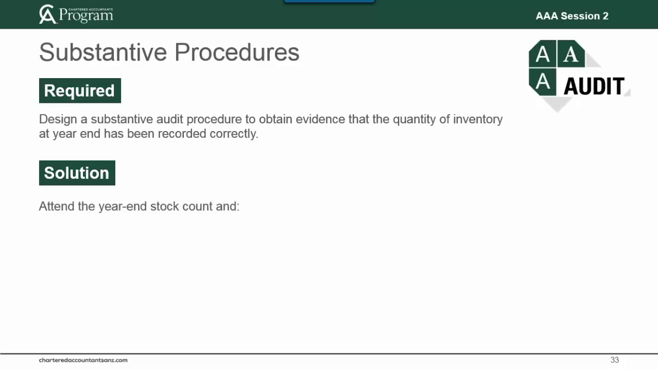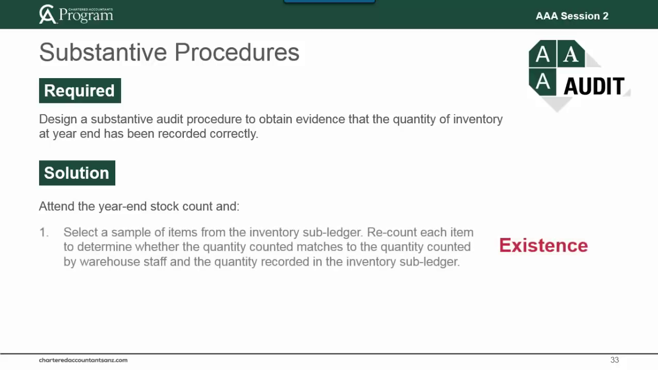Going back to the required part C, here's what one possible solution could look like for each of the assertions on existence and completeness. The first procedure is commonly known as going from sheet to floor and addresses existence. When you're trying to test existence, you're trying to find out if what management says is in the financial statements is actually there. That means you pick up your sample from what's already been recorded in the inventory records, and then you go and check to see if the inventory actually exists.